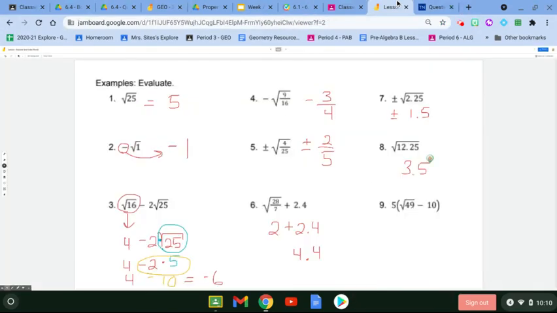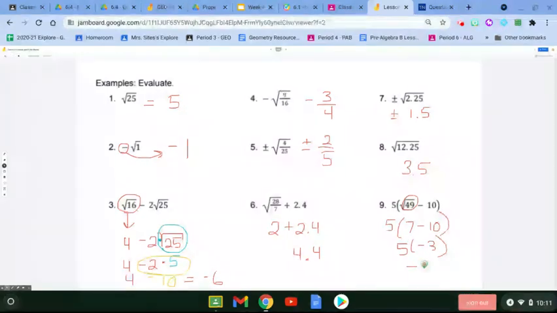And then for question number 9, this is a good order of operations question. You have a 5 on the outside, so we're going to save that for the end. Inside, we're going to take care of the positive root of 49. So I know 7 times 7 gives me 49, so I'm going to do that part first and rewrite the rest. I'm going to take care of the parentheses next. So 7 minus 10 is negative 3. Bring down the 5. And remember, anything that touches your parentheses is through multiplication. So 5 times negative 3 is negative 15. Okay, so we're still following our order of operations with this.